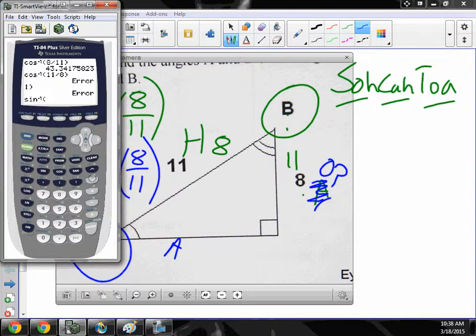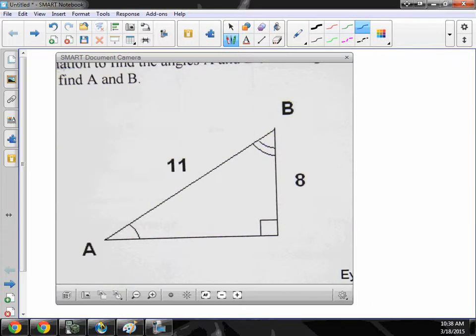Sine inverse of 8/11ths is 46 degrees. Oh yeah, 46.6 is probably good enough. Turn the page.